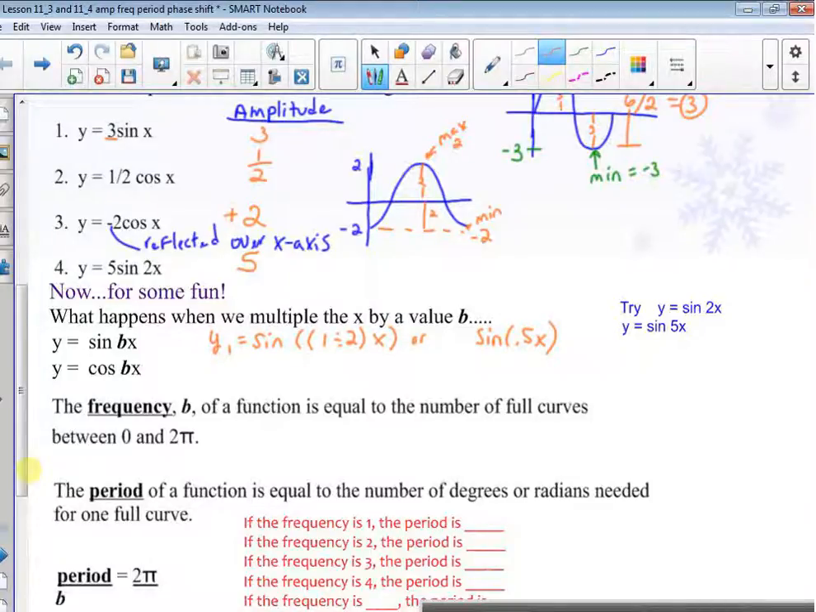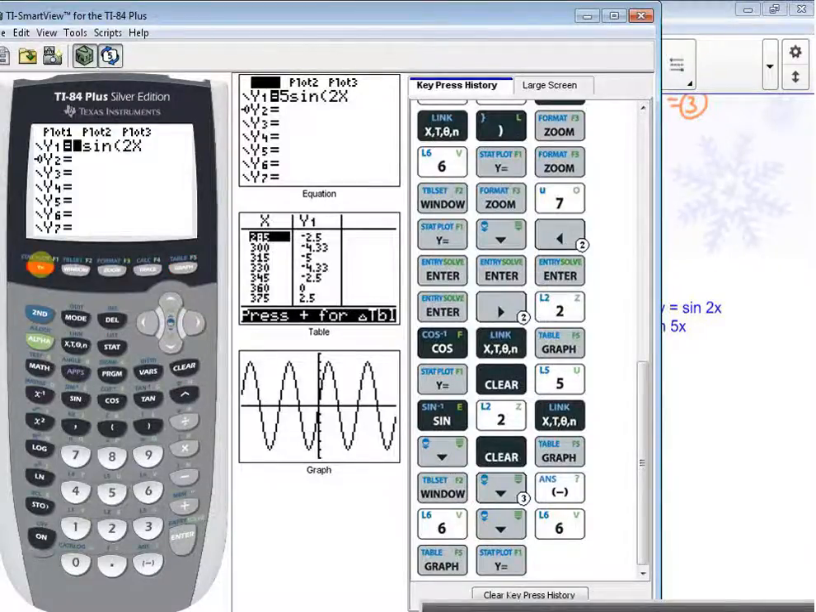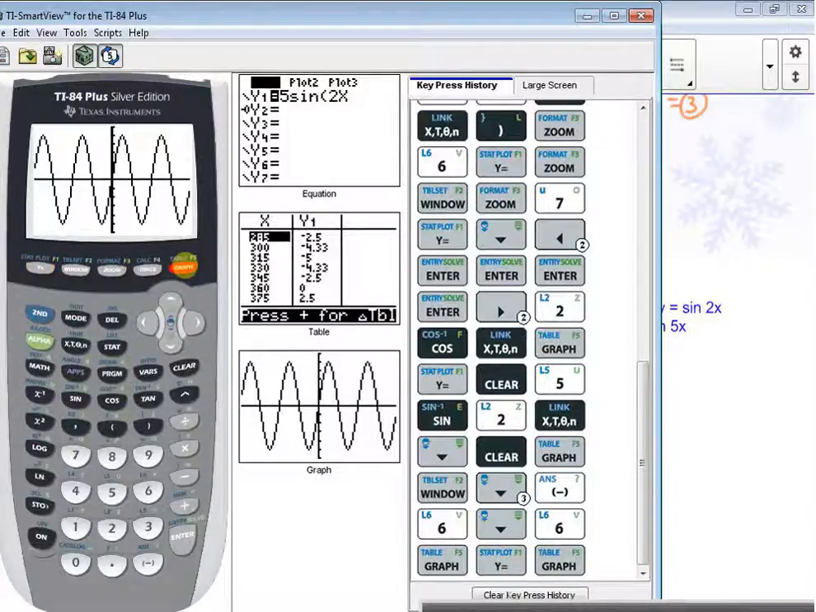Kids have trouble with this. So, and then we'll put in y2, we'll take a look at cosine of 1 divided by 2x, or could be written as cosine 0.5x. Okay? So let's see what happens there. Should notice maybe something here. I did 5 sine 2x. It looks like we're getting more waves.